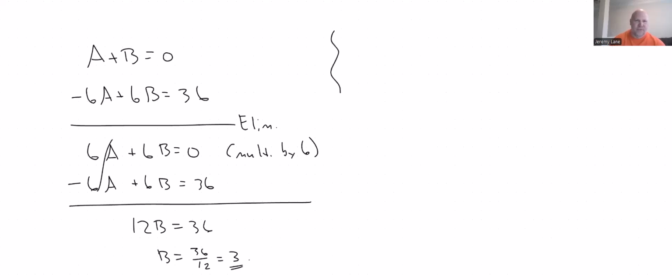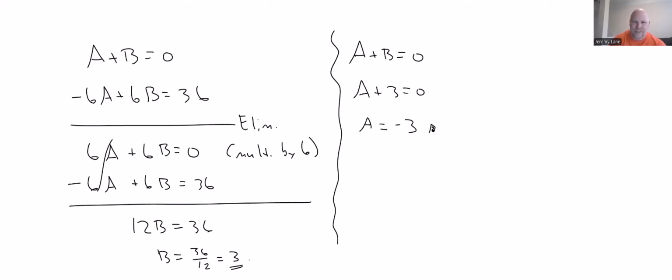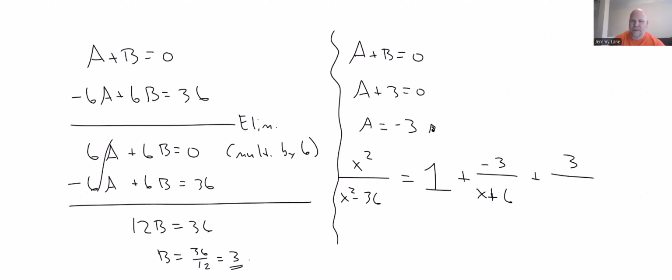So we know what B is, and then we can plug that into the first guy because that's a simpler equation. A plus B is 0. A plus 3 has to be 0. So A, of course, is negative 3. And that means my original decomposition, x squared over x squared minus 36, can be rewritten as 1 plus negative 3 over x plus 6 plus 3 over x minus 6. And this is the complete decomposition.